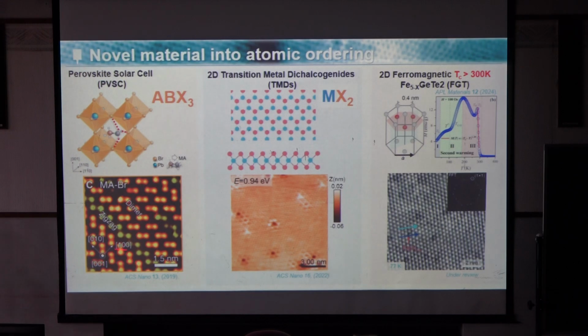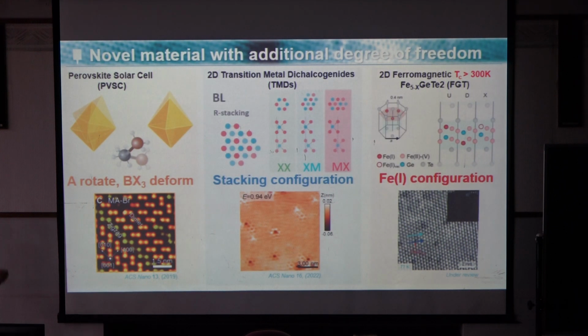So sometimes it can show the surface reconstruction, and sometimes you can use it to show the atomic defect on the surface. And you can even see the hidden defect below the surface. So it's atomic ordering, and this material can have additional degrees of freedom. For perovskite, the molecular dipole inside can rotate, and the PbS3 octahedron can deform, maybe tilt or elongate.